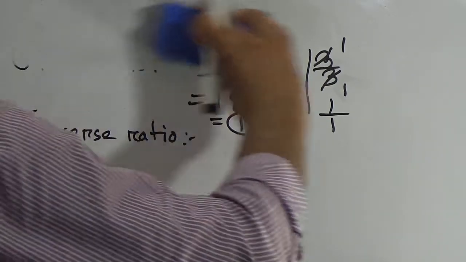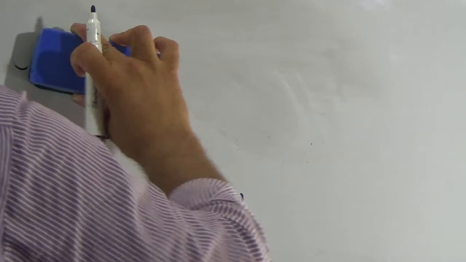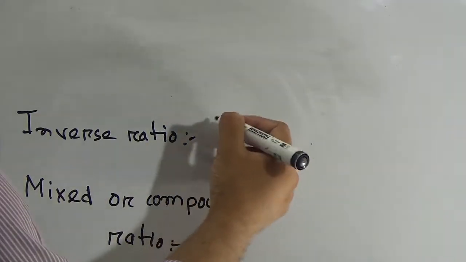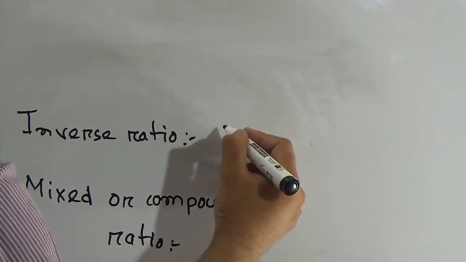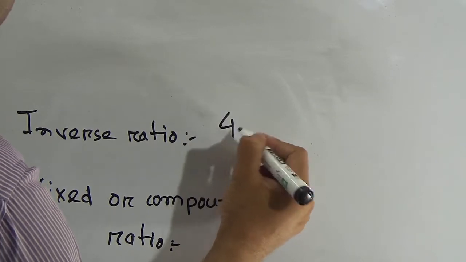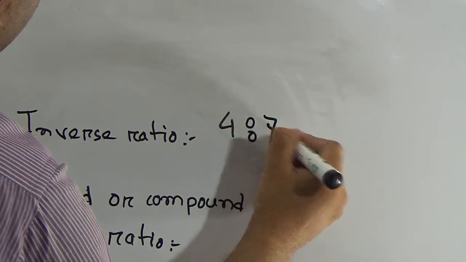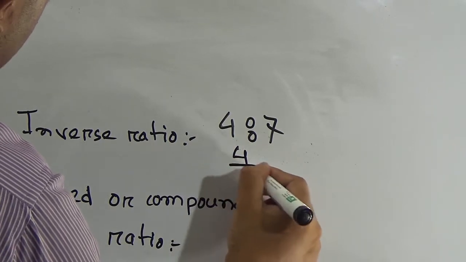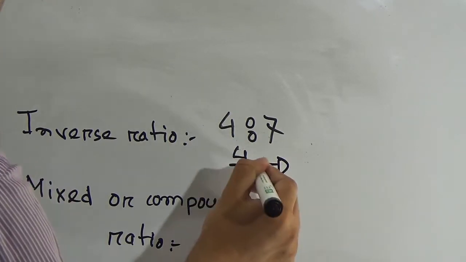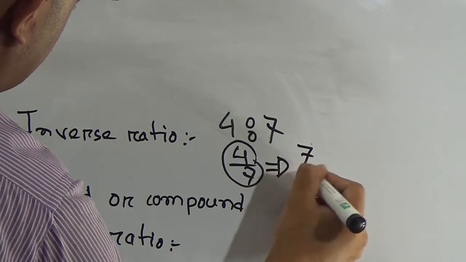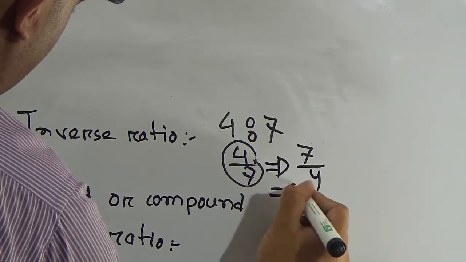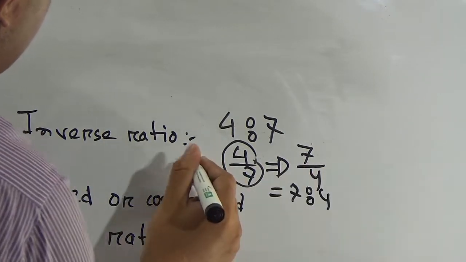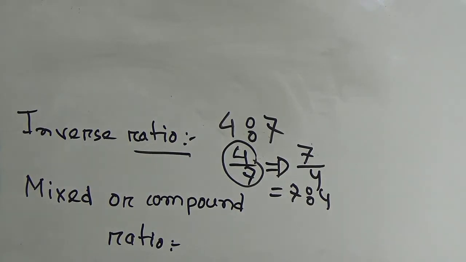Now the inverse ratio. Inverse ratio means, let us consider there is a ratio, this is 4:7. We know that ratio means the fraction, so that is 4/7. If we invert this fraction as 7/4, so 7:4 is the inverse ratio.